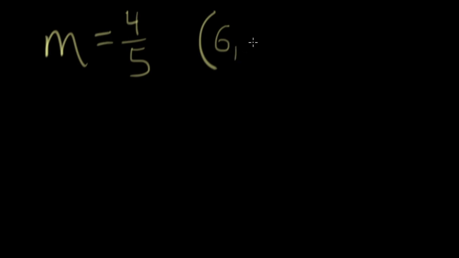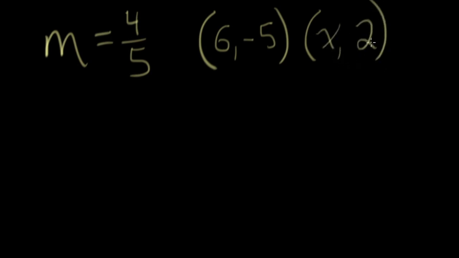Let me give you a question that always pops up on tests and confuses the heck out of kids. If you've paid attention so far, good job. The slope is actually 4/5, and it passes through the following points: 6 comma -5, and it also passes through x comma 2. What are they talking about? I'm saying I already know the slope, and these are my points. I want to know what this x is.